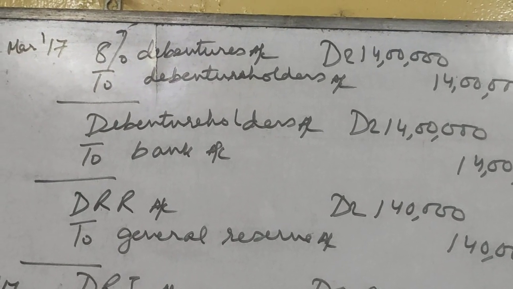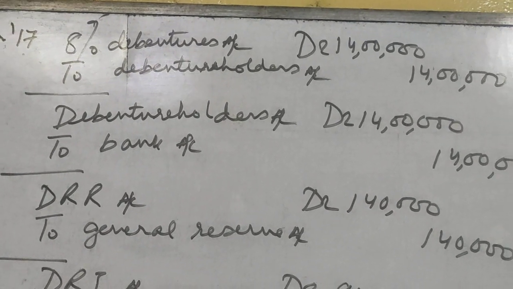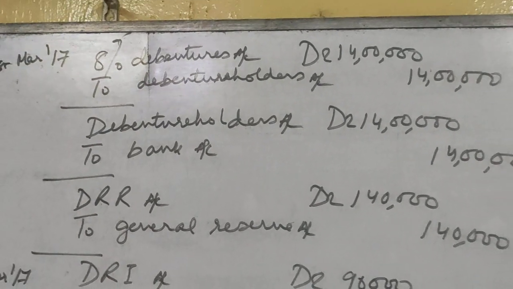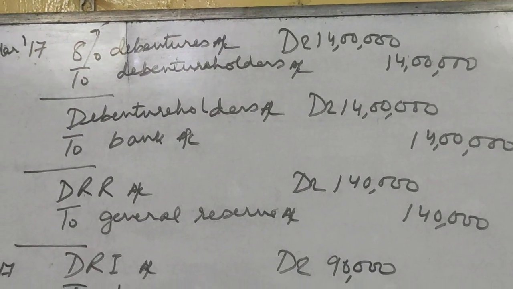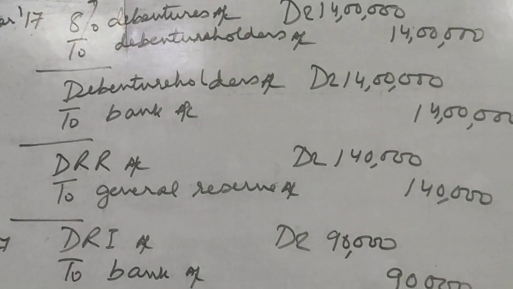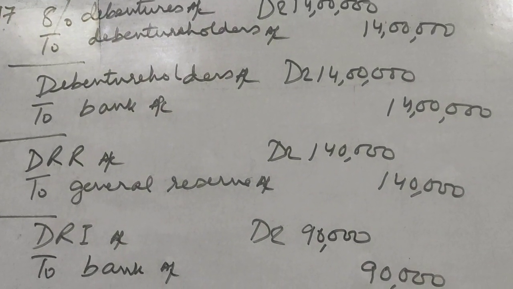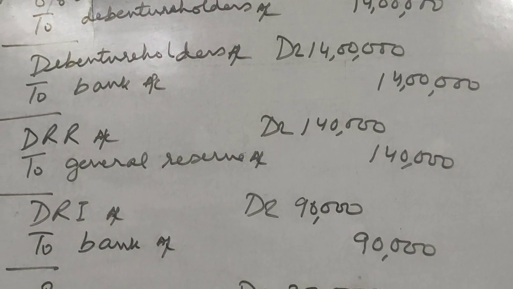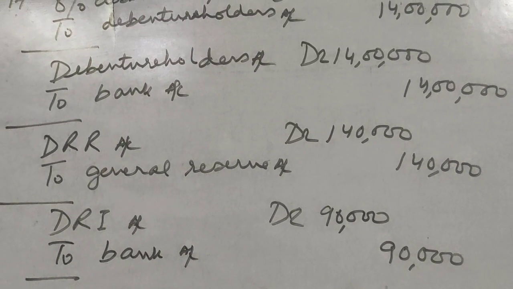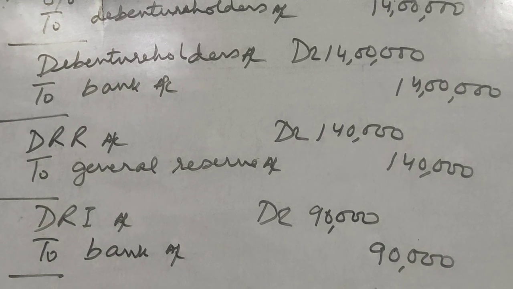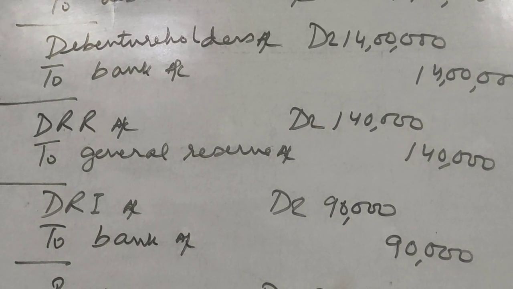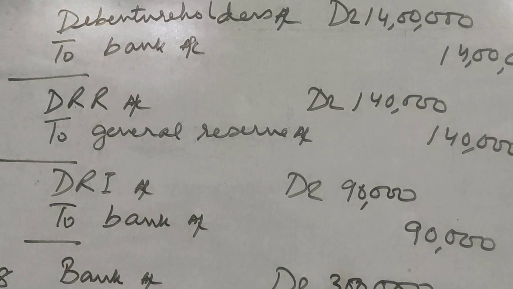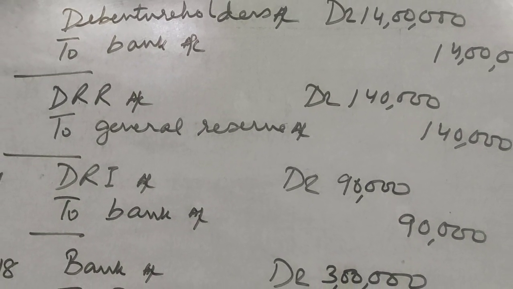The entry will be 8% debentures account debit 14 lakh to debenture holders account 14 lakh. Then same date, debenture holders account debit 14 lakh to bank account 14 lakh. Again, since we have redeemed debentures of 14 lakh, 10% of that, 1,40,000 from the debenture redemption reserve, we have to transfer to general reserve.